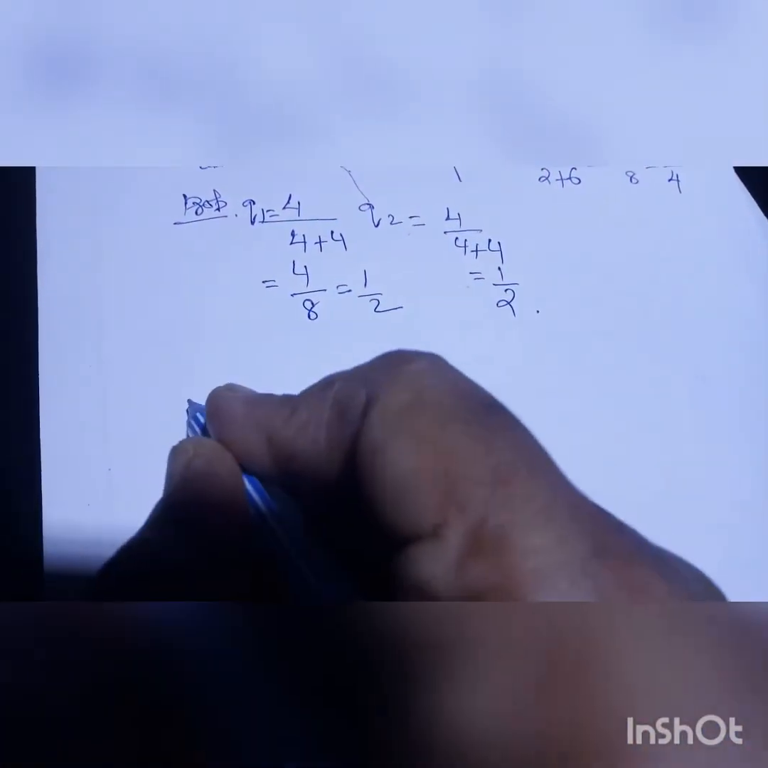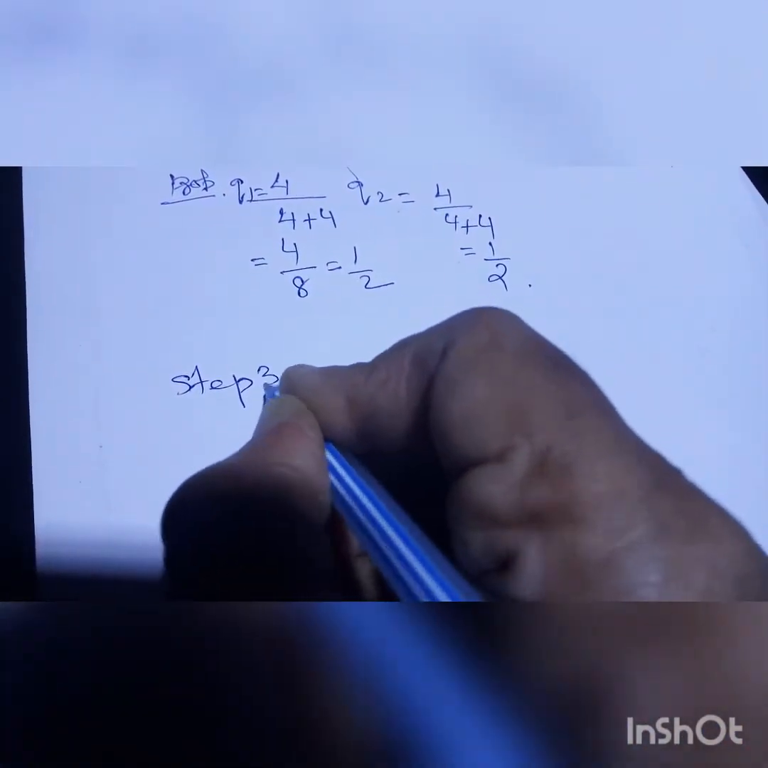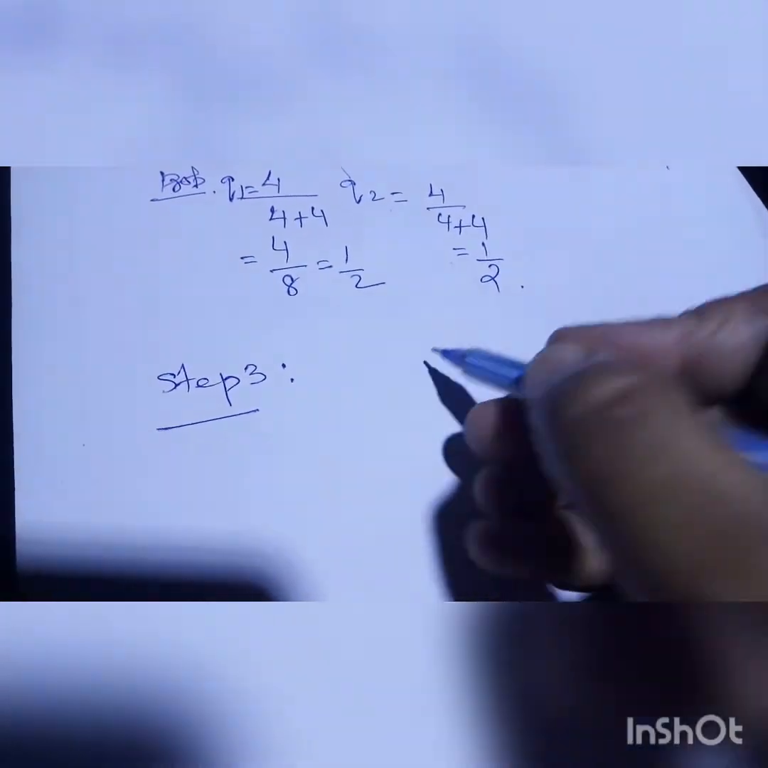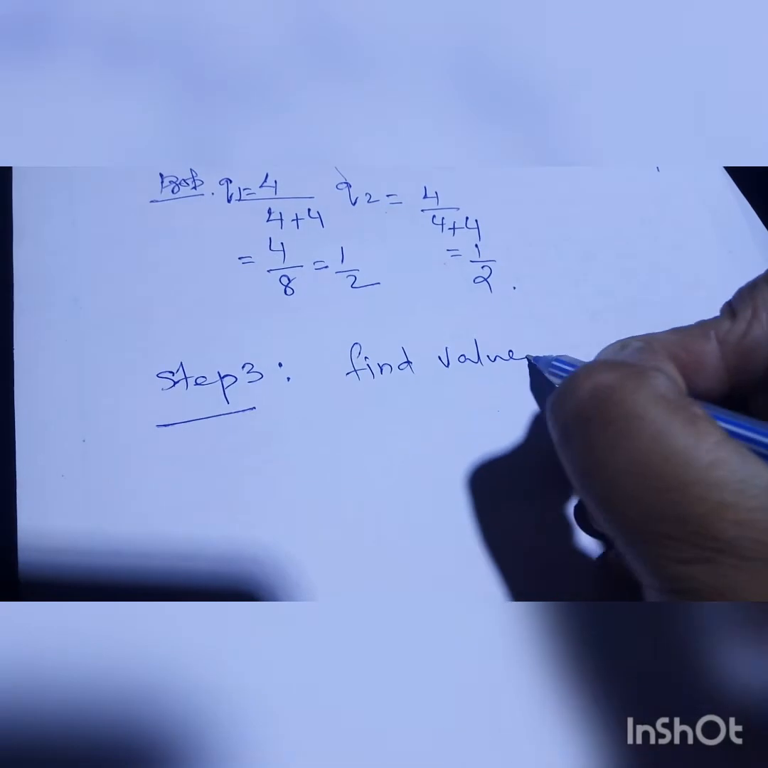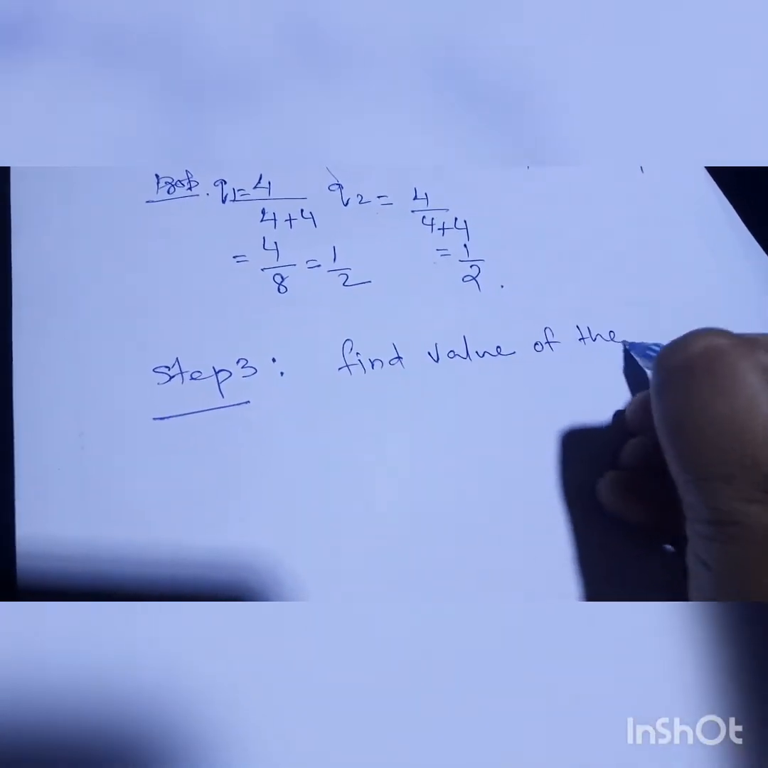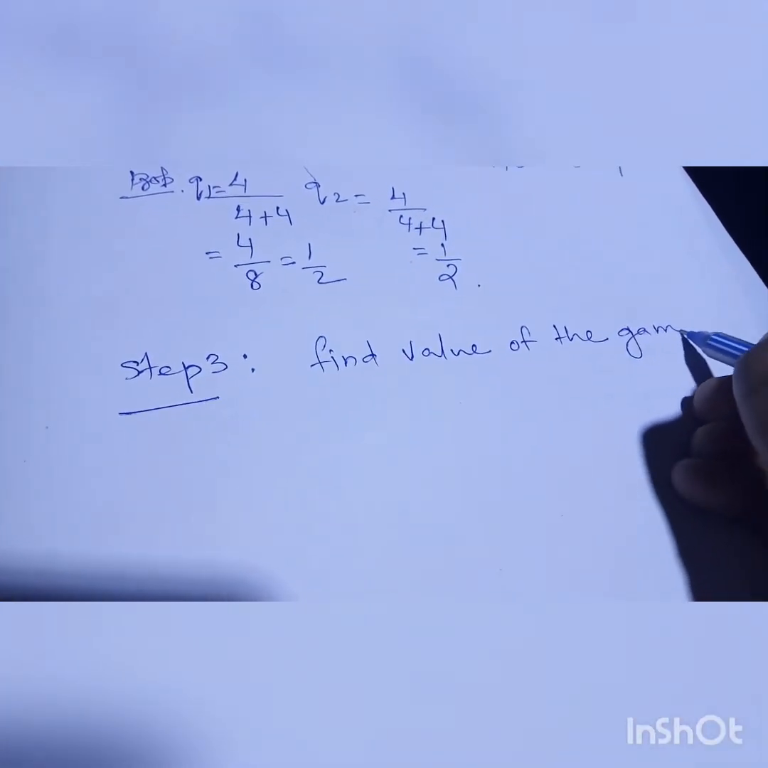Now the next step, step 3. Step 3 is to find the value of the game. That is the next step. Find the value of the game.